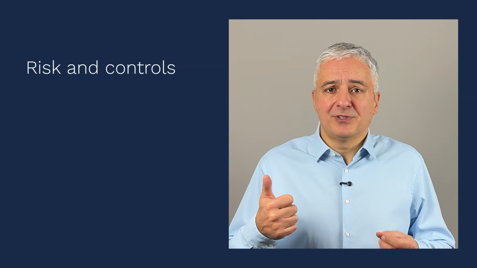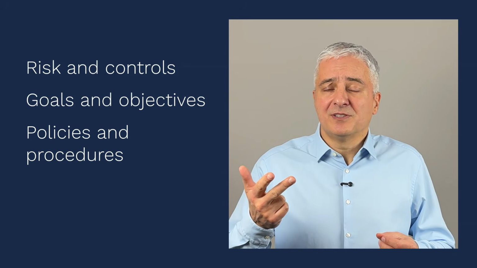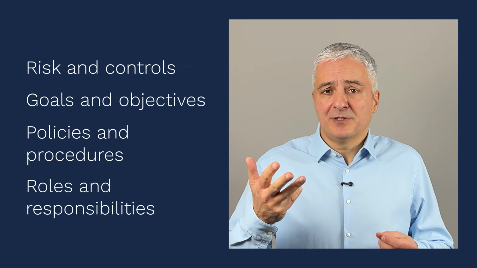If you don't know what AI governance is and how to structure it, then this video is for you. I'll show you the four most important elements of AI governance, meaning risks and controls, goals and objectives, policies and procedures, and roles and responsibilities. And I'll also show you where you can find a free online course to learn more about AI governance.